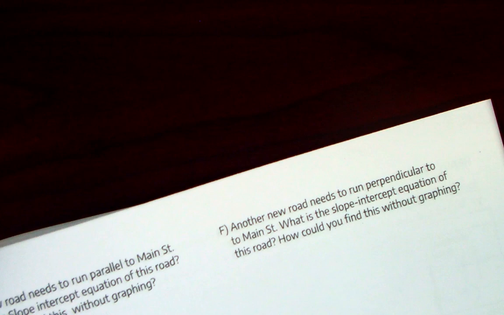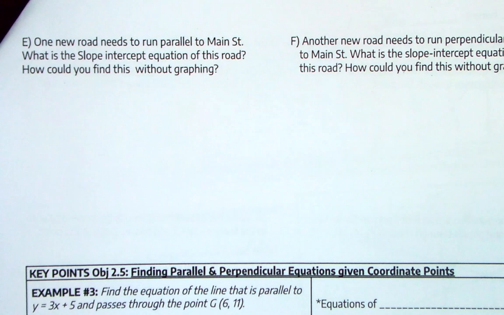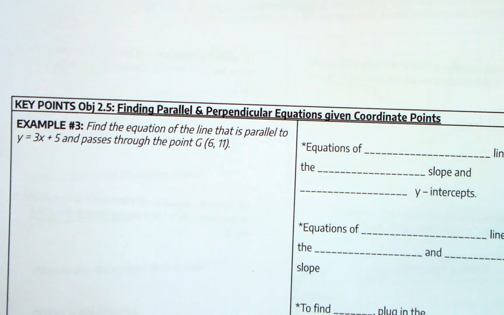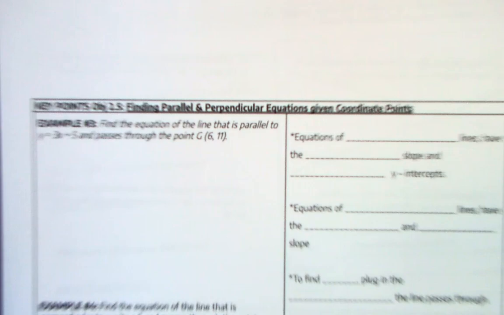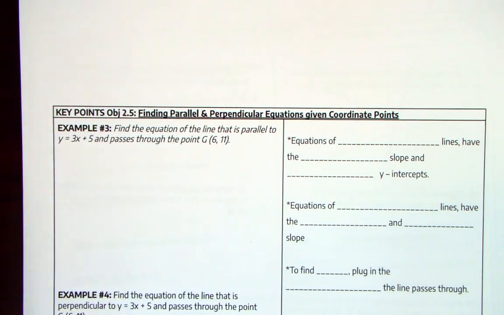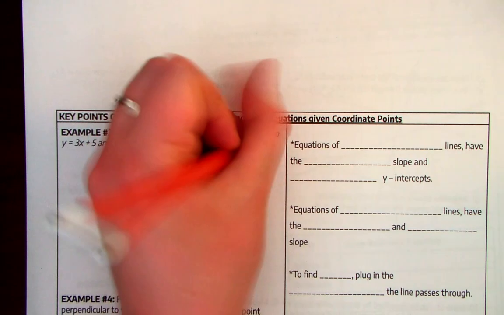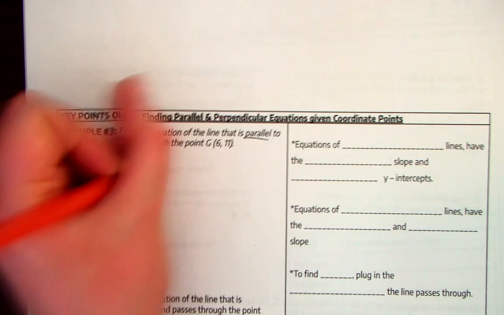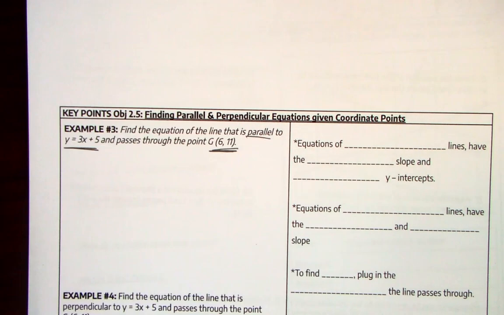So now we're going to flip to the last key points box. There's a bunch of practice here, a lot of really good practice we were doing in class. What's happening in this box is we're going to find parallel and perpendicular equations given coordinate points. For example, we're going to find the equation of a line that's parallel to y equals 3x plus 5 and passes through the point (6, 11).